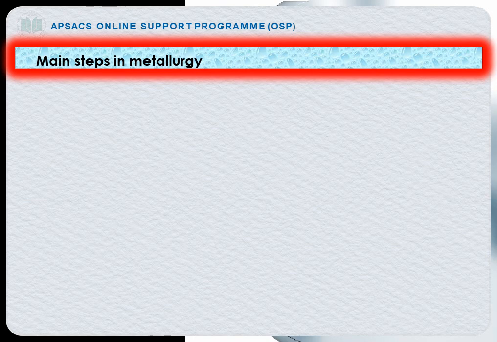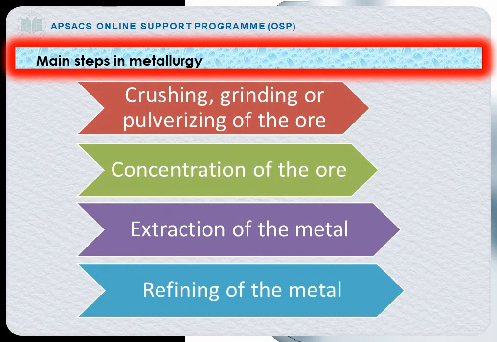Main steps in metallurgy. The main steps involved in metallurgy are crushing, grinding or pulverizing of the ore. Crushing and grinding can also be named as pulverizing of the ore. Second is concentration of the ore. Third is extraction of the metal, and the last is refining of the metal. These four steps are involved in the metallurgy process.